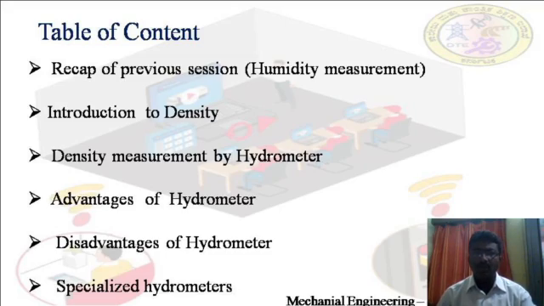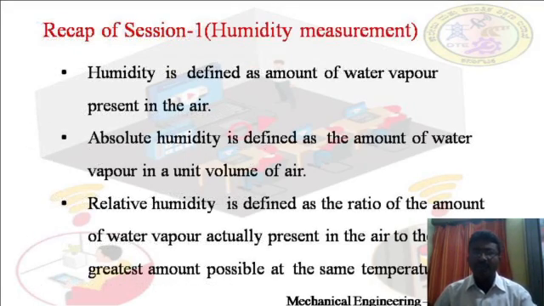So first we shall discuss the recap of the previous session, that is about humidity measurement. Humidity may be defined as the amount of water vapor present in the air. It is expressed on an absolute basis or relative basis. The unit of humidity is grams of moisture per meter cube of air. Absolute humidity is defined as the amount of water vapor in a unit volume of air, that is 1 meter cube of air.